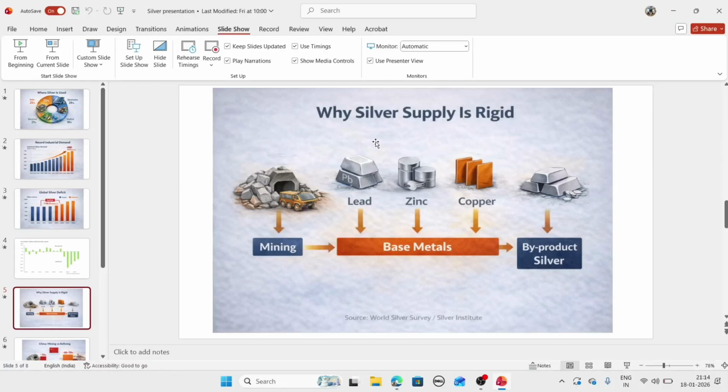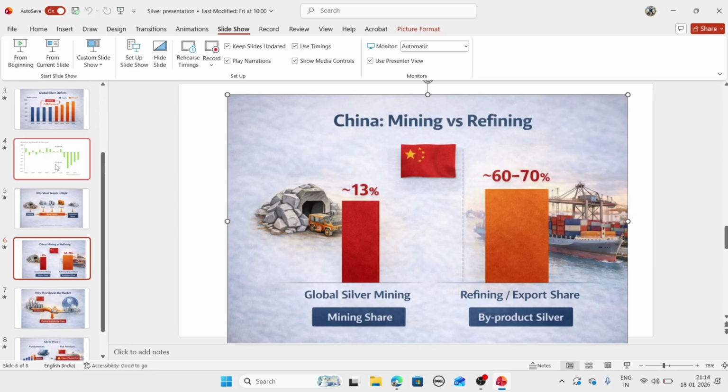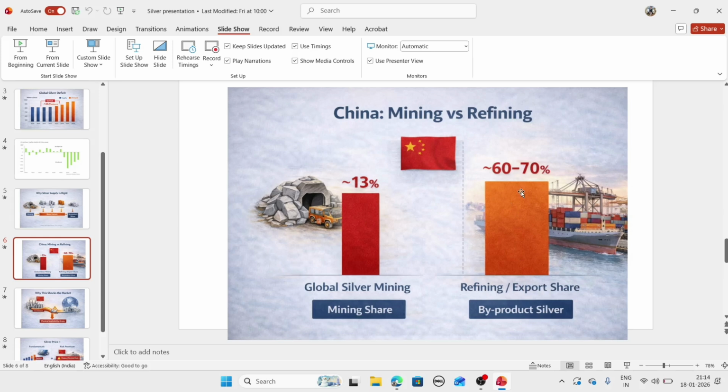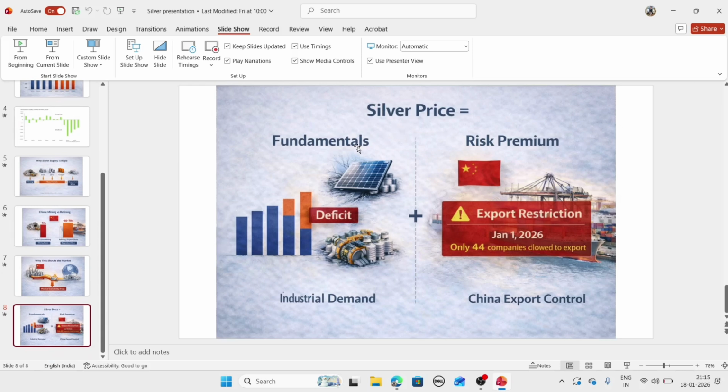And here you look at the silver supply region: mining, base metal, lead, zinc, and copper. Silver comes as a byproduct there. The third slide shows the refining export share of China, and this is the actual market share of China in the mining. This shows that China's refineries are going to restrict that, and because of that the physical availability drops, right? That's the reason behind the price rising: the fundamental and the risk premium.